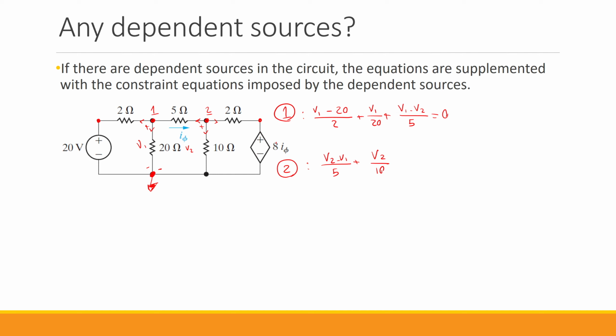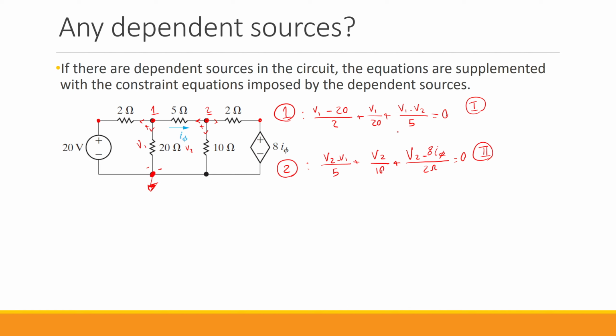But what we have here is a current controlled voltage source. So we treat it the same way as we did here, right? But instead of using the exact value here, we have an equation. But it still works the same. So I write it as V2 minus 8 I phi over 2 ohms equals 0. So this is the first equation. This one is the second equation.